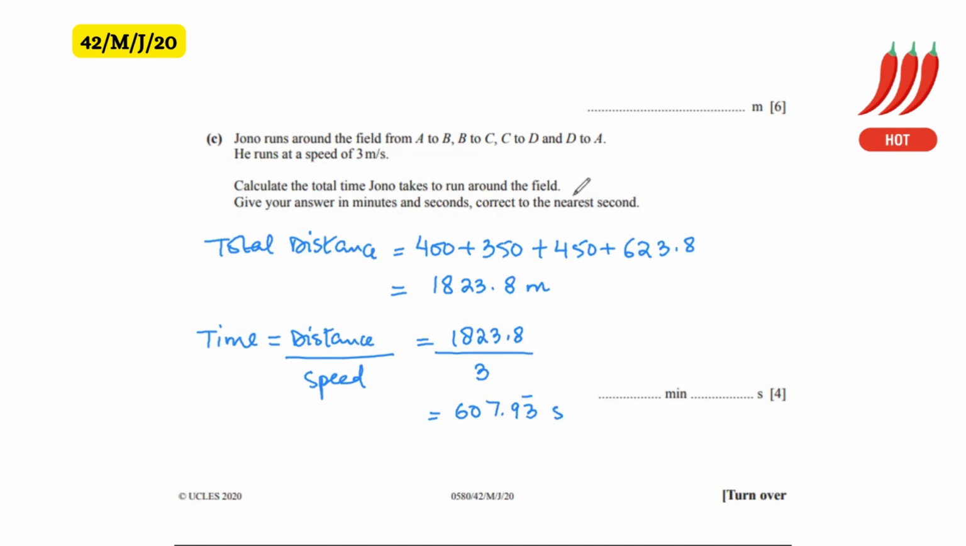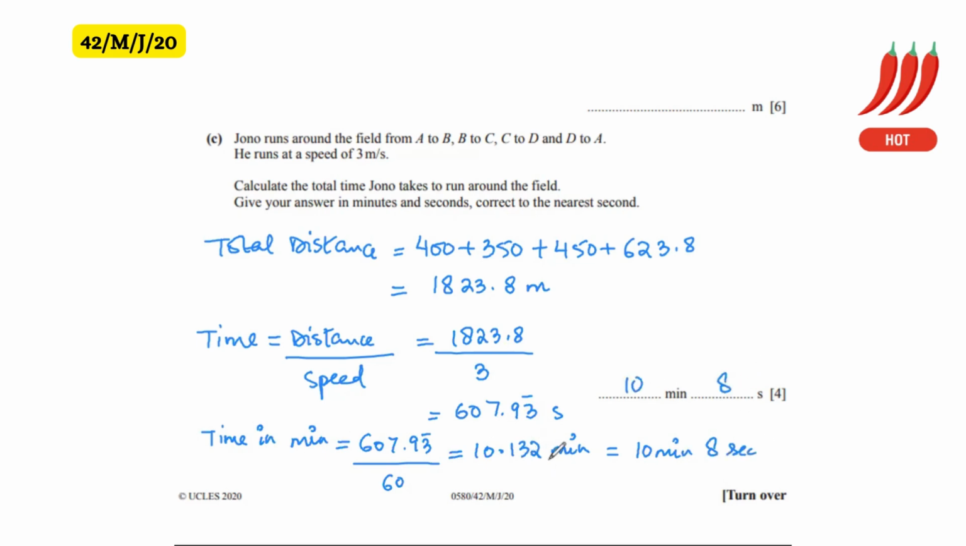They want it in minutes and seconds. So if we divide this by 60, that gives us 10.132. So time in minutes would be 607.93 recurring divided by 60, which is 10.132 minutes. So if we multiply the 0.132 by 60, that's going to give us 8. So it's going to be 10 minutes and 8 seconds.